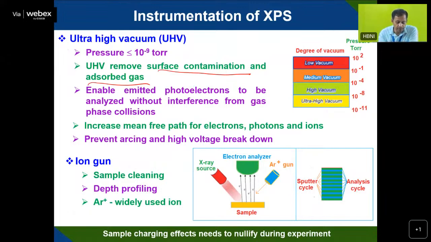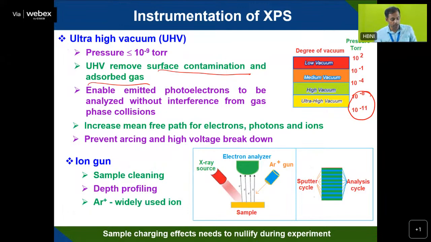There is an increase in the mean free path of the electrons and photoions: by increasing the ultra high vacuum, we are able to increase this mean free path, and it prevents arcing and high voltage breakdown. Sometimes high voltage breakdown may be possible, so that will be overcome by this ultra high vacuum. You can see in ultra high vacuum the vacuum level is 10 to the minus 8 to minus 11, such a high vacuum is used.